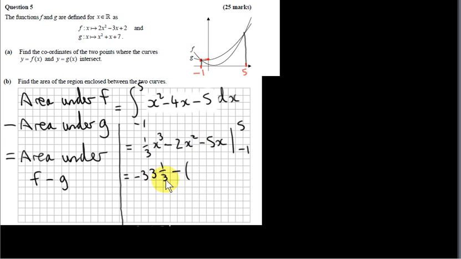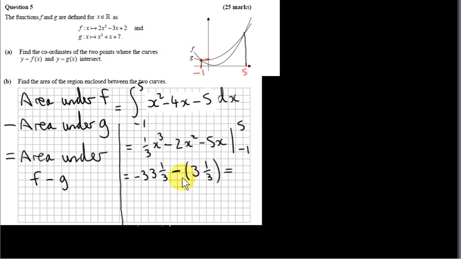We get minus 33 and a third. We plug minus 1 in here. Minus 1 cubed is minus 1. So this is going to become a minus 1/3. We're going to get a minus 2 here. So that's going to give us minus 1 and 2/3. Then plus 5. 5 minus 1 and 2/3 is 3 and 1/3. So we plug the upper limit in, work it out, then put down a minus sign. Then in brackets we work this expression out with the lower limit in for x.